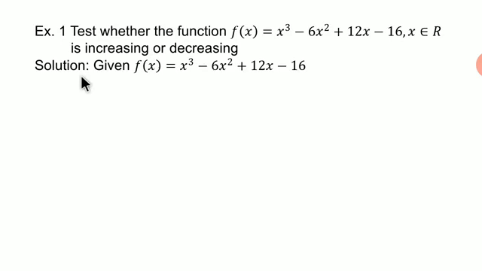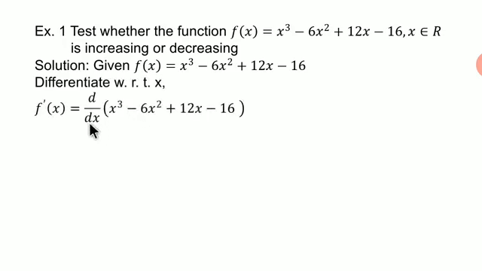So to check increasing or decreasing, we consider the given function. Given f of x is equal to x cube minus 6x square plus 12x minus 16. Now first we find the derivative. So differentiate with respect to x, we get f dash of x is d by dx of x cube minus 6x square plus 12x minus 16, and it is equal to 3x square minus 12x plus 12.